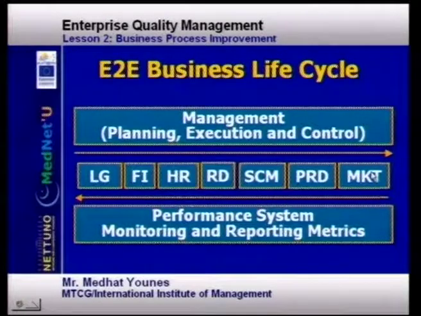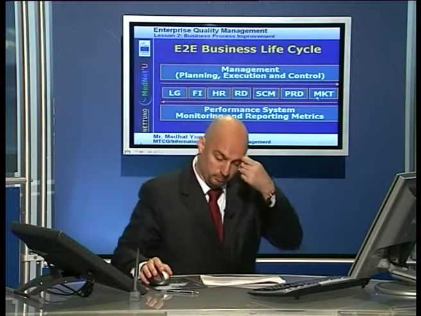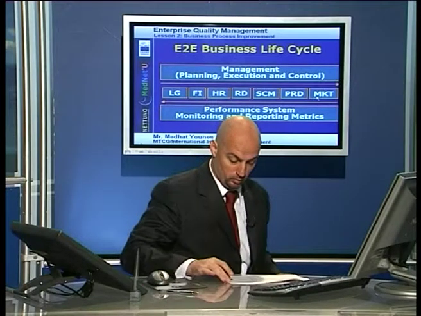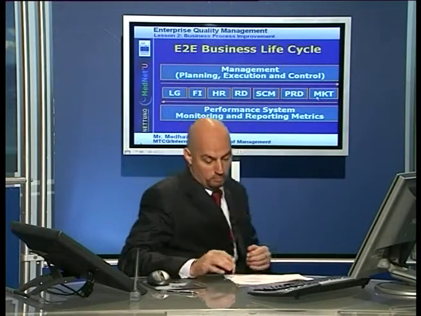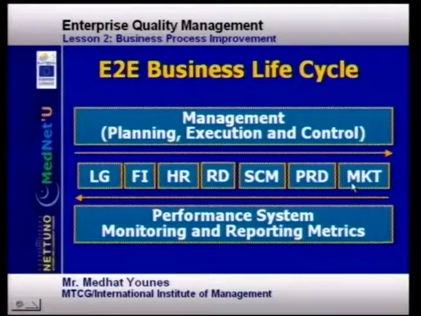The marketing team, with their own sub-processes, would create an advertising campaign, promotion, and sales. Once the product is sold, customer care will take care of customer inquiries and troubleshooting of issues and problems. So with this slide, we've basically illustrated the end-to-end business life cycle and the major sub-processes within.